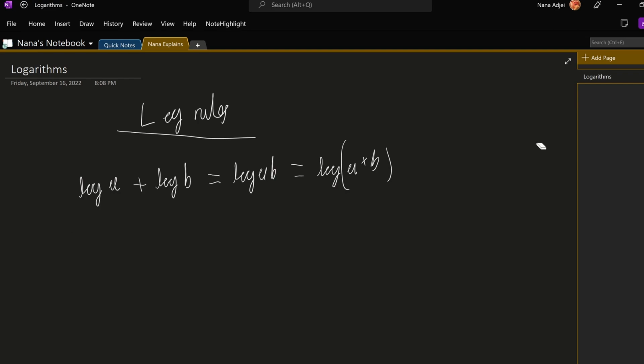So we'll apply this by saying the logarithm of 4 plus the logarithm of 5 is equal to the logarithm of 20. And you can type this in your calculator right now. You can't see my calculator.